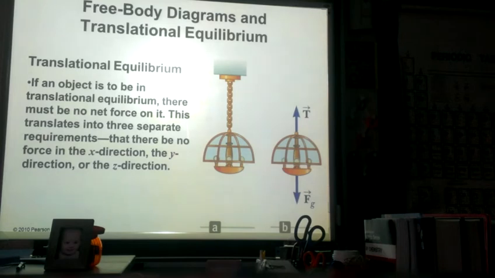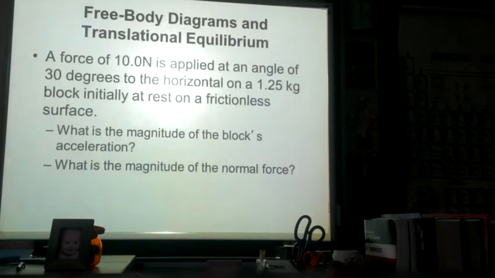So this chandelier hangs at rest, and it stays at rest because the tension holding it up in this cord to the ceiling is equal to the weight force of the chandelier. So we would say that this is in translational equilibrium. Well, how do I go about solving problems like this? We're going to do a couple of these.